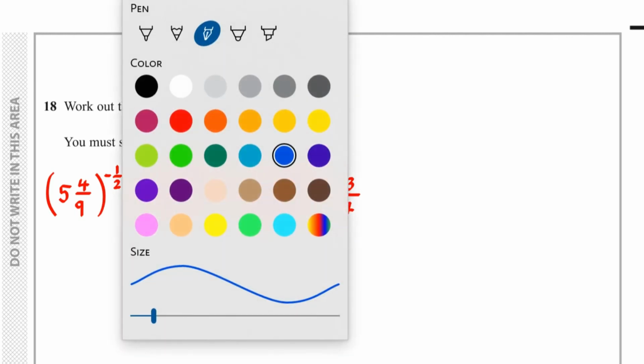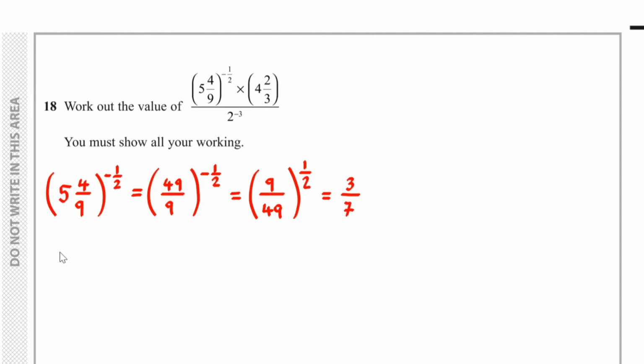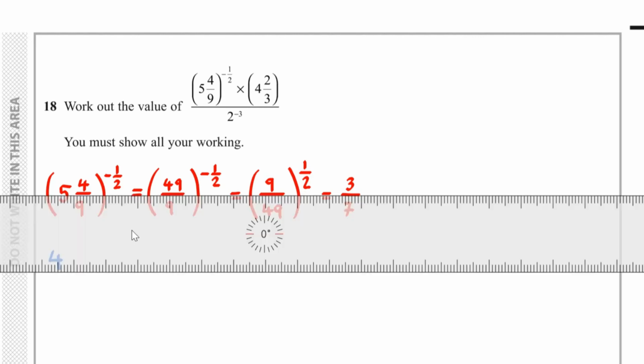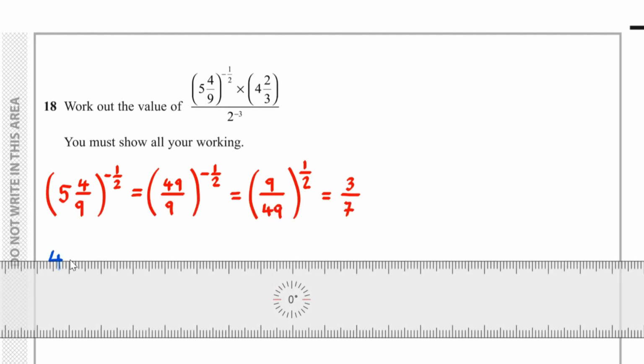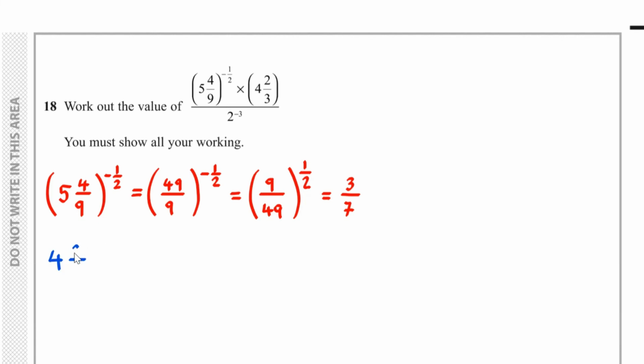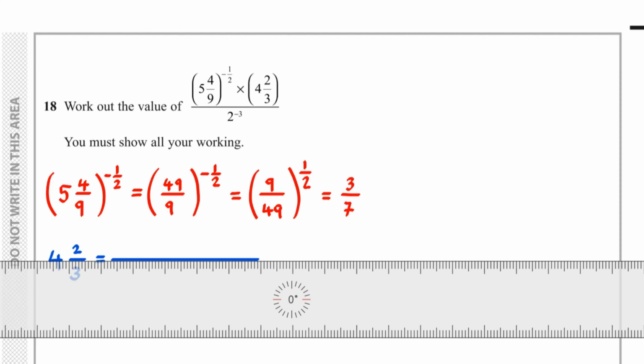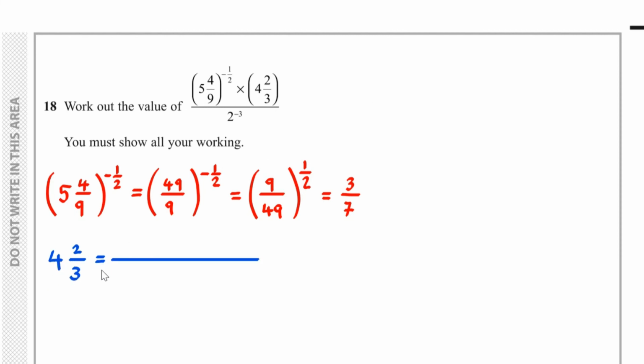And now if I deal with the 4 and 2/3, 4 and 2/3, that's equal to, well, I've got the 4 times by the 3, which is 12, plus another 3, that's equal to 14, and then I'm dividing this by 3.